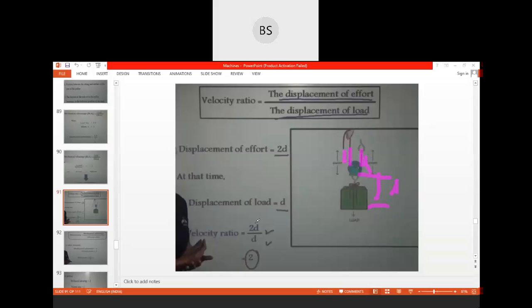So just substitute the values. The displacement of effort is what? 2d. So you have substituted, and the displacement of load is just d. So d and d get cancelled. So what will be the answer again? The velocity ratio for a single movable pulley is again 2. Clear? So same answer we got. Like what is MA? MA is also 2. So clear about it? Any doubt here? How to find the mechanical advantage for a single movable pulley and the velocity ratio for a single movable pulley? Any doubt here, children?